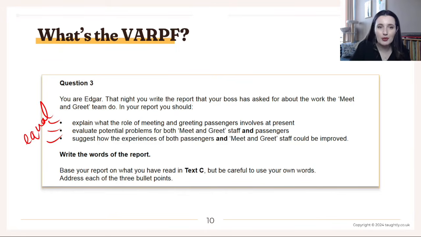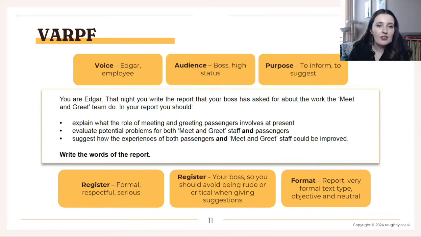That is the most important thing. If you don't remember anything about report writing, remember that. That will get you a long way. Anyway, what is the VORP here? So, firstly, voice: Edgar, or employee, right? So you are someone who is subservient. You are lower status, you are Edgar.